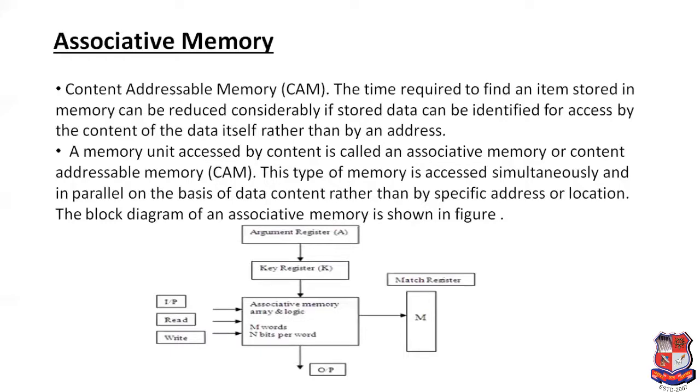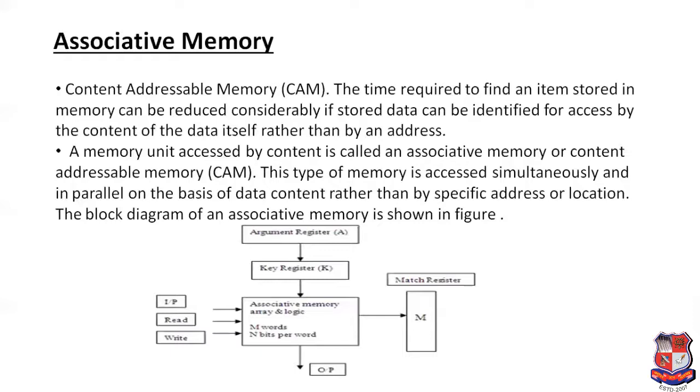First of all, the registers. The argument register is signified by capital A in associative memory. The key register, which holds the status word or data, is known as capital K. Also, the associative memory has its array and logic, M words and N bits per word. There are two types of data transmission signals, that is read and write. There are two peripheral signals, that is input and output. Also, one specific register used in an associative memory is known as the match register, that is capital M.